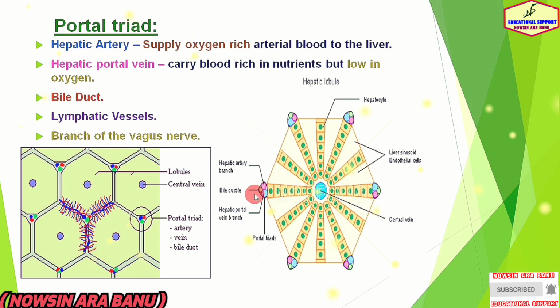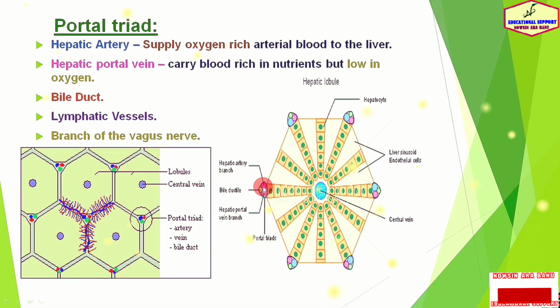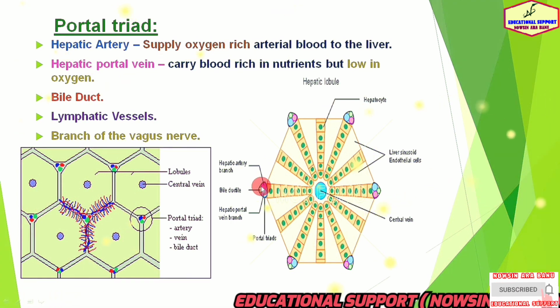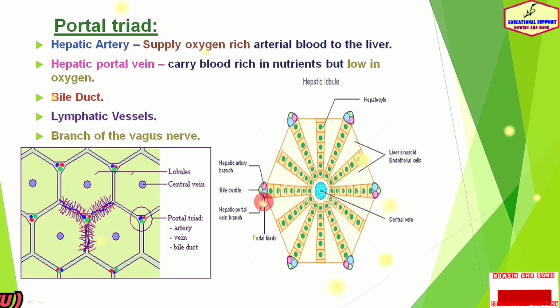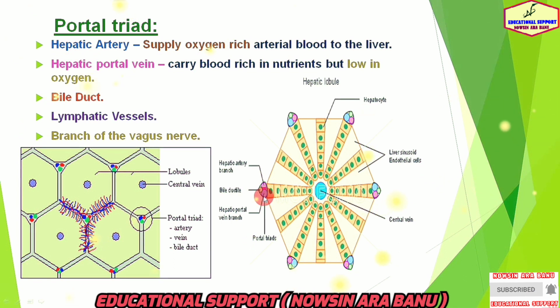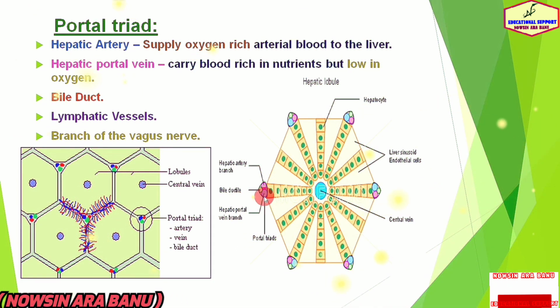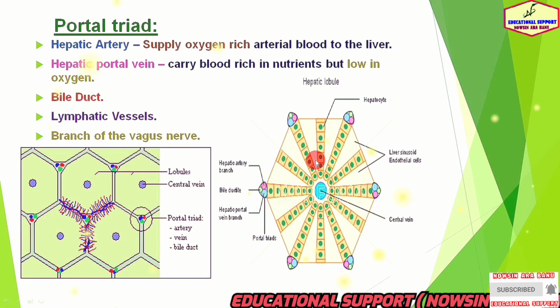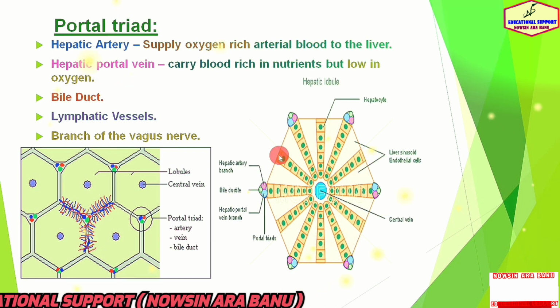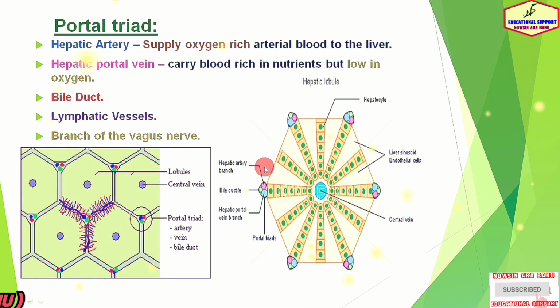The hepatic artery branch supplies oxygen-rich arterial blood to the liver, and the hepatic portal vein carries blood rich in nutrients but low in oxygen, and this is the bile duct. This picture represents a portal triad.